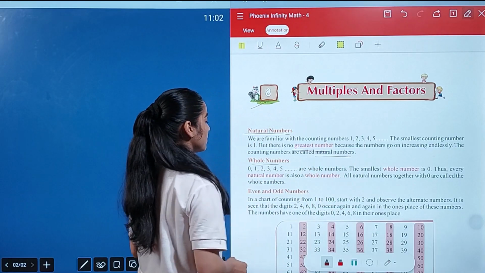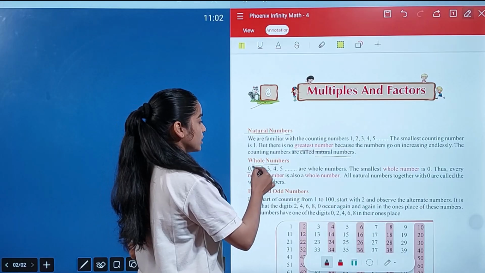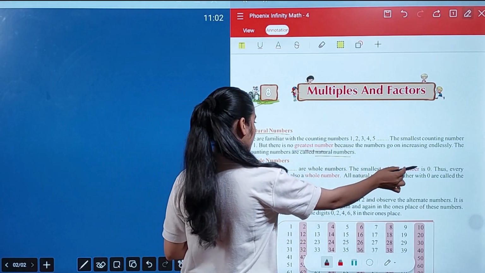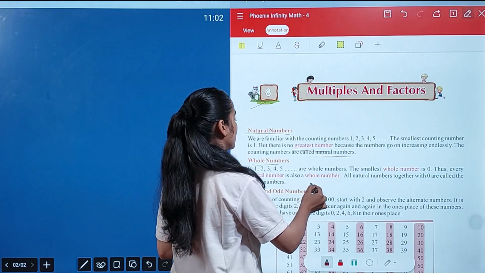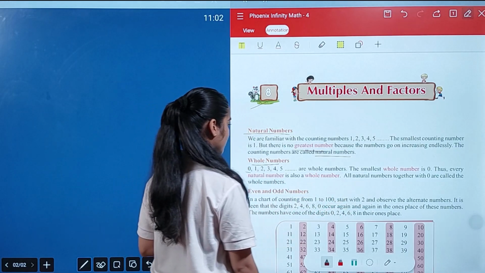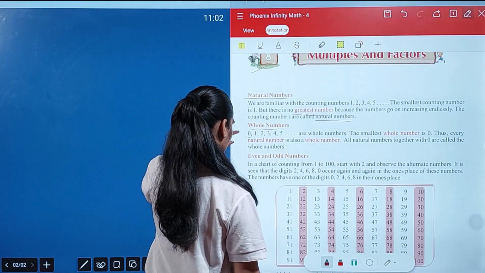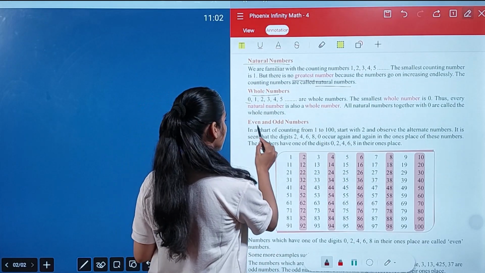Whole numbers, when we start our counting from 0 till infinity, the smallest whole number is 0. Thus the natural number is also a whole number. All natural numbers together with 0 are called the whole numbers. Next, we have even and odd numbers.